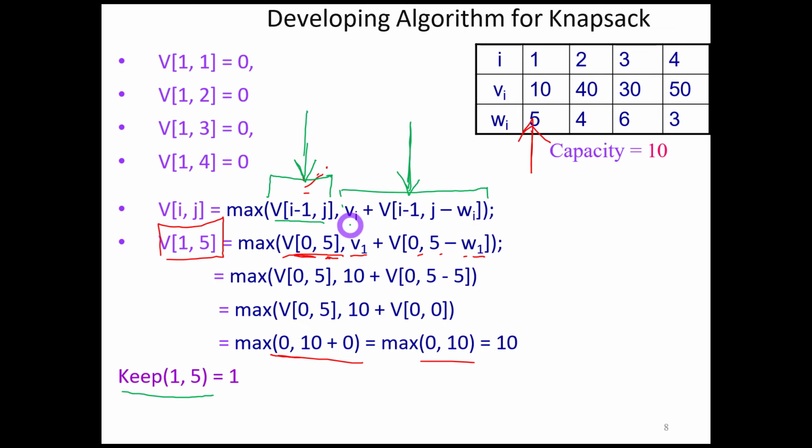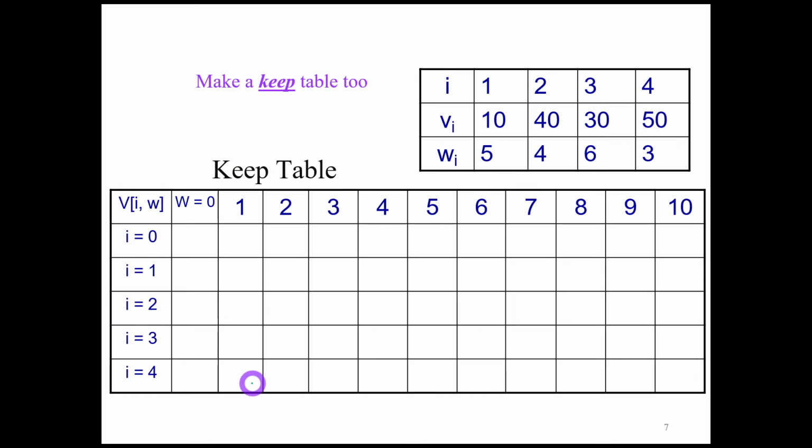And if the contribution of this answer comes from I, something from I, then we keep it. So when we are choosing, here you can see we are choosing 10. The maximum of these two is 10. We are choosing the right side, so we will keep this value 1. Keep 1, 5 is 1. And we will put that in the table over here. So keep 1, 5 will be 1, and all of these are 0 obviously.